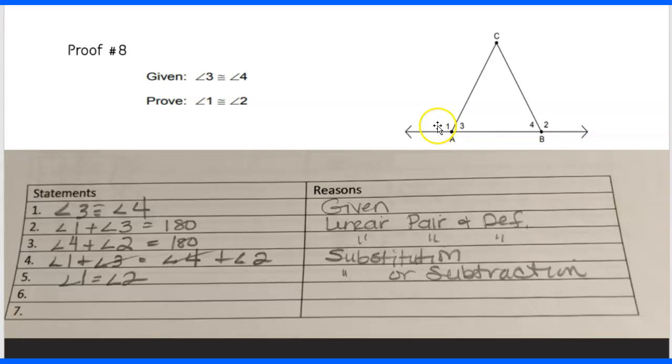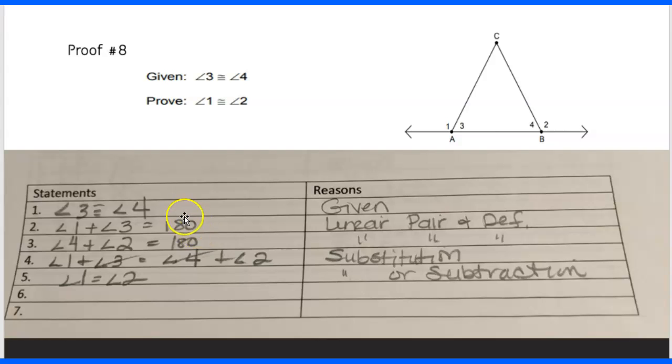Then I am going to put here that angle 1 plus angle 3 equals 180 degrees, and that would be linear pair. Now, I could have put a step in there to say that angle 1 and angle 3 were a linear pair, and then I could have said that they were 180 degrees. And I'm going to also do the same with angle 4 and angle 2, 180 degrees, linear pair, or definition, or measurement, whichever you wanted to put there.